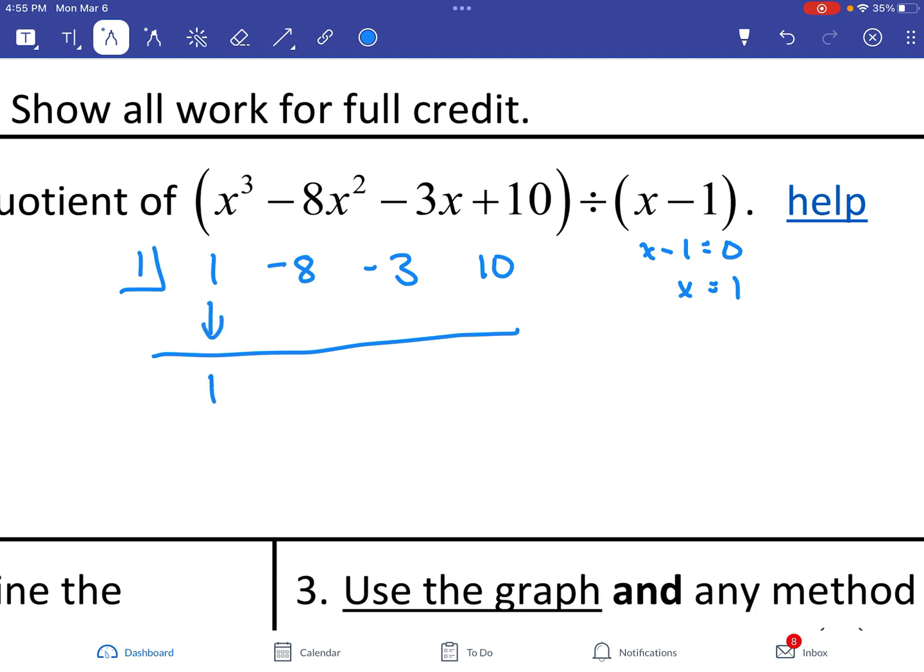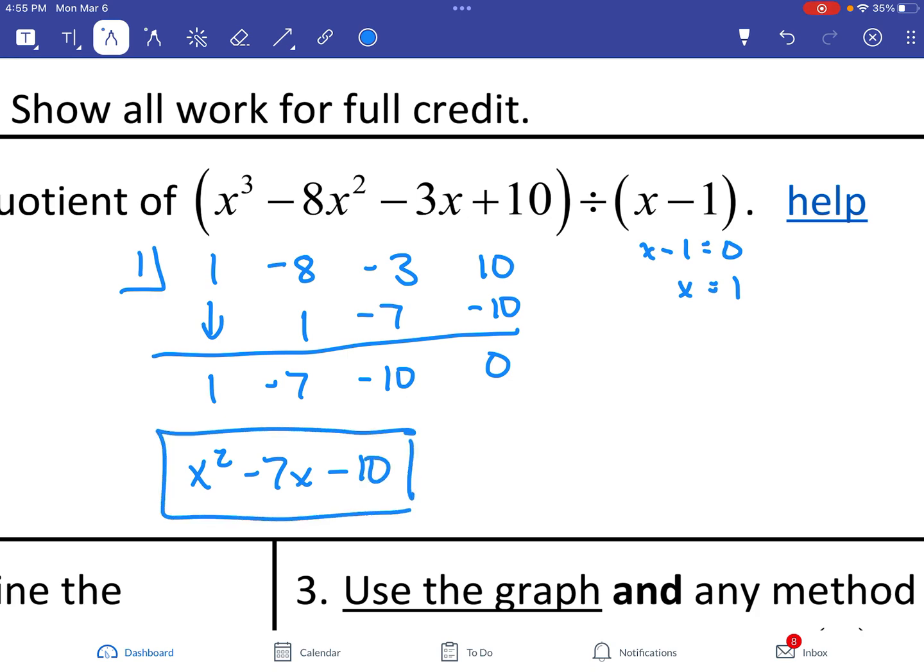Drop the first number, which gives us a 1. 1 times 1 is 1. Minus 8 is negative 7. Times 1 is negative 7. Minus 3 is going to be negative 10. Times 1 is going to be negative 10, which gives you 0. Now we had x to the third. We divided by an x, so now we have x squared minus 7x minus 10. That is our answer.